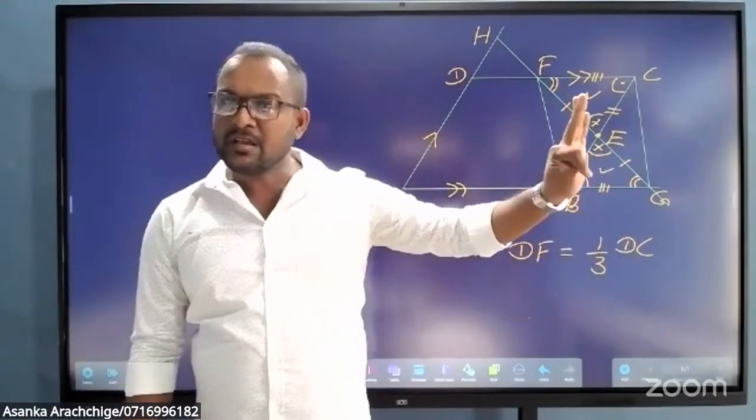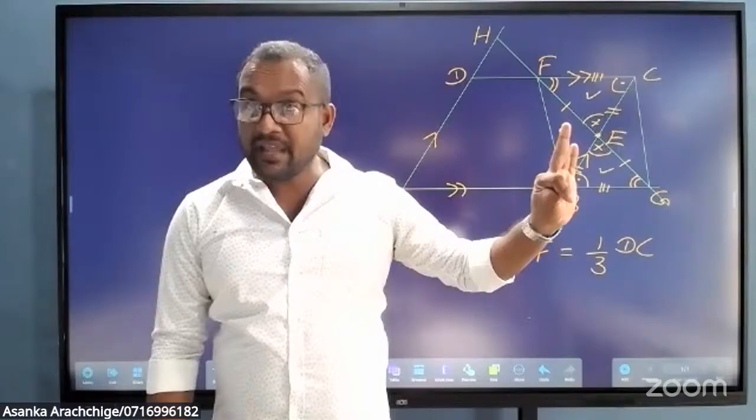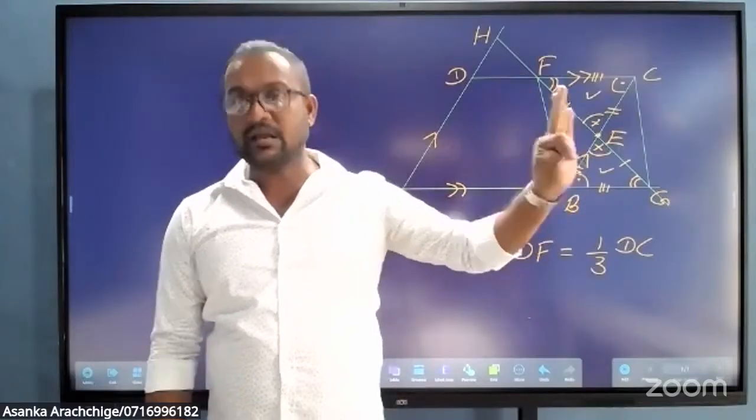Second one, by showing that both pairs of opposite angles are equal.